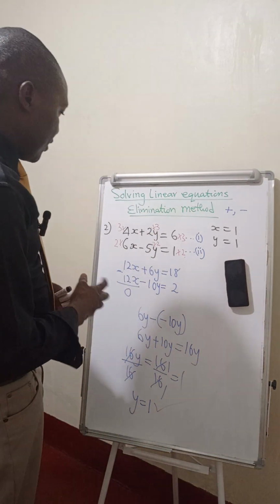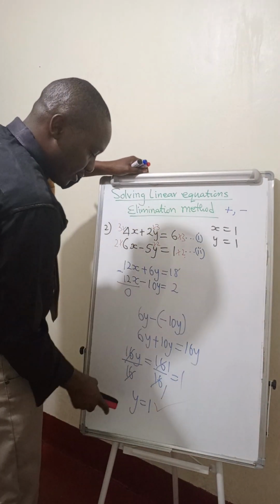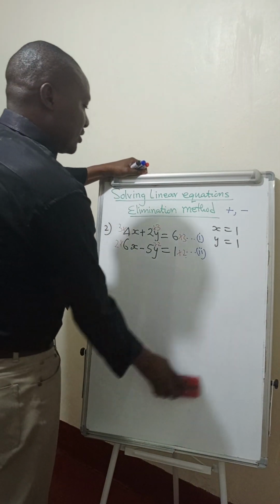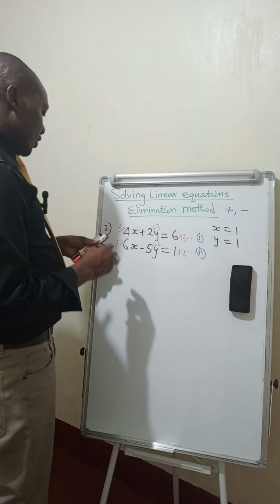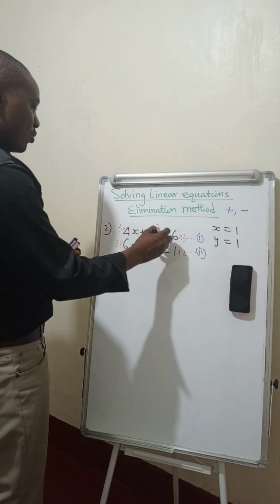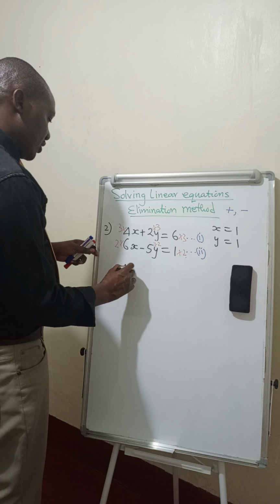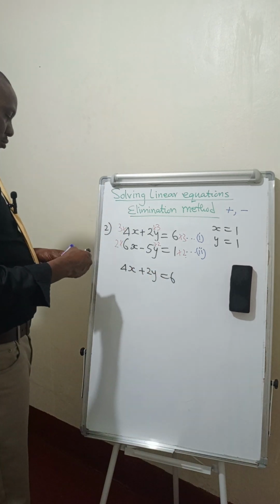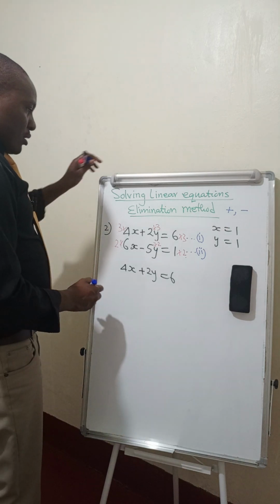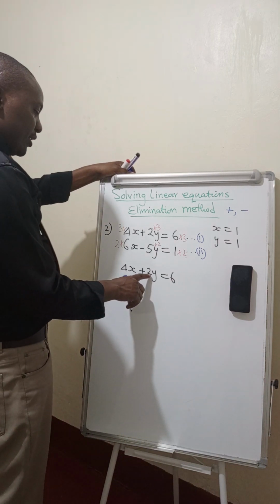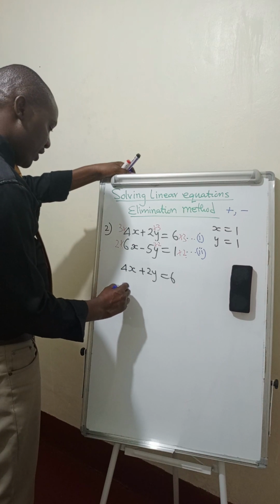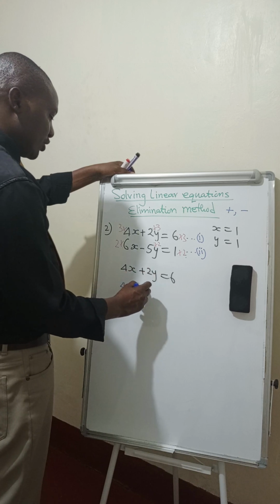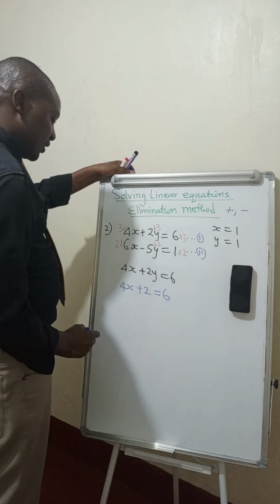What is the value of x if y is equal to 1? What is the value of x? If we pick one of the equations here, the value of y is 1. So 4x plus 2 times y, 2 times 1, which is 2, is equal to 6.